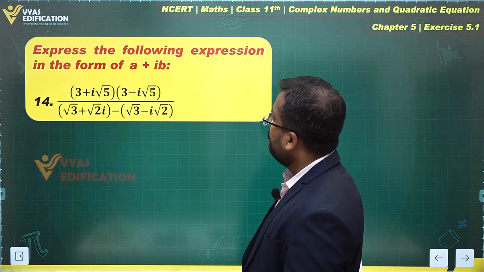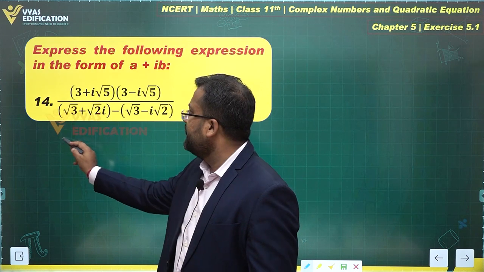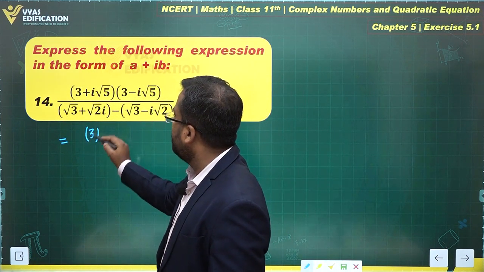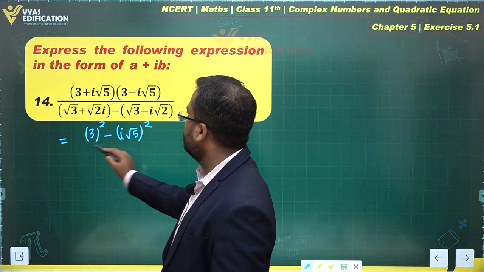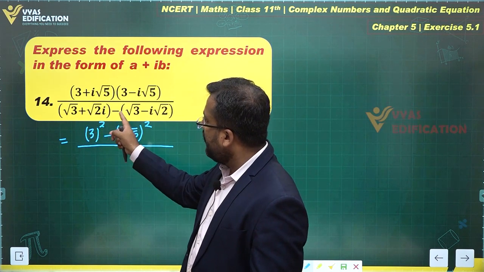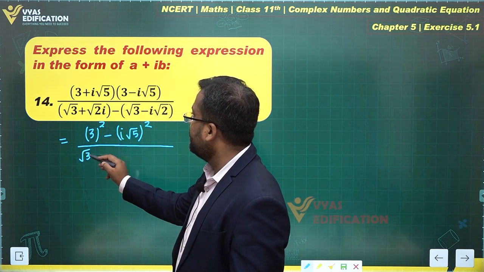The numerator is 3 plus i root 5 times 3 minus i root 5. Can you observe this is (a plus b)(a minus b) in the numerator? Yes, and they will multiply together. What we'll be getting is 3 square minus (i root 5) whole square. What about the denominator? In the denominator, you have root 3 plus root 2i minus... it's not multiplication, it's minus. So let's simplify that separately.